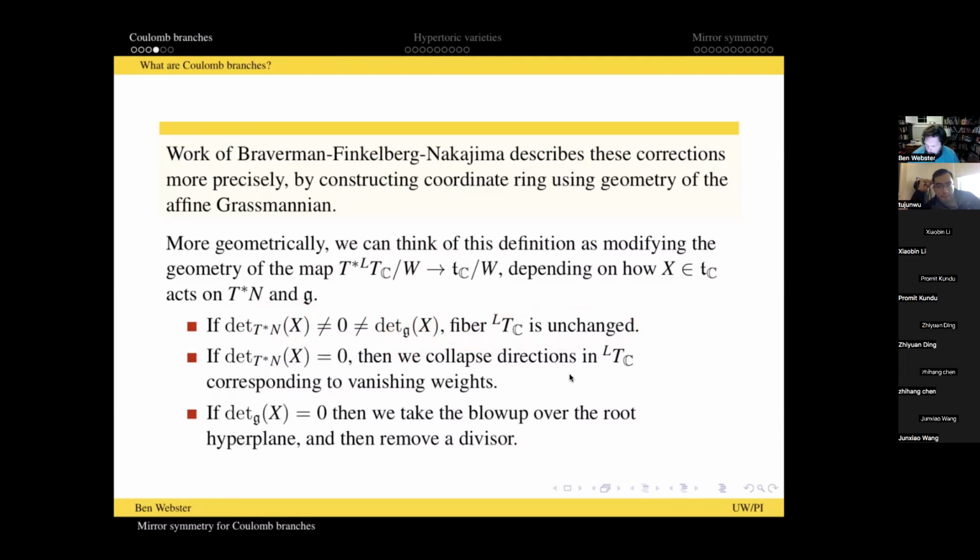Now, what happens if some of these are zero? If I have some zero eigenvalues acting on T star of n, what I do is I collapse some of the directions in the torus.